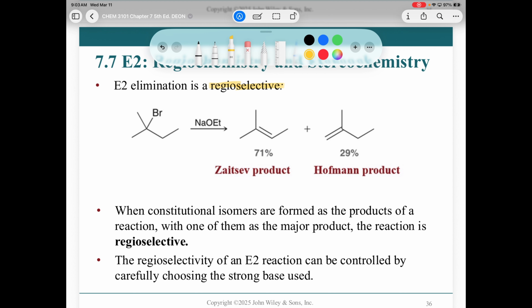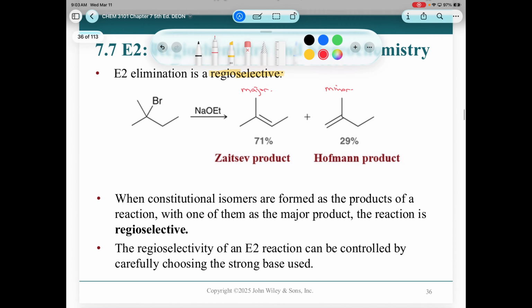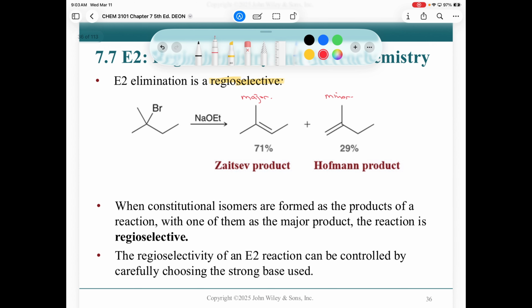Now, if you're wondering, am I expected to know this? Yes, you will be expected to know, in this case, with ethoxide, that this would be your major product, and this would be your minor product. Now, here's where it gets really interesting. Like I said, with the tert-butoxide, we're going to see in a second that the Hofmann is going to predominate.